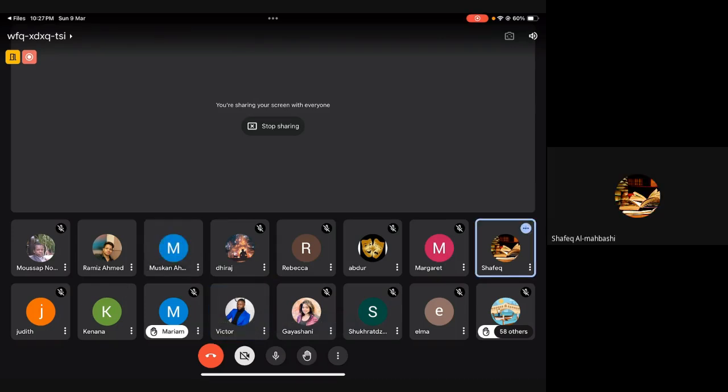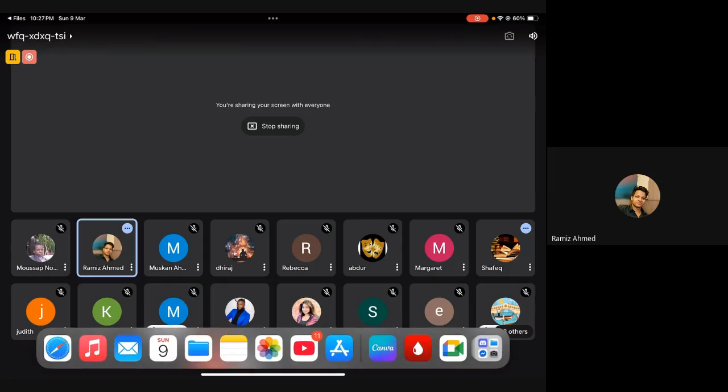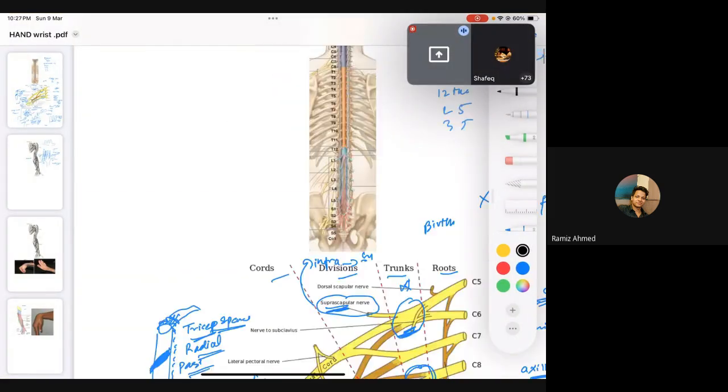What's the function of interosseous muscles? Why do we call them interosseous muscles? Between the bones. Perfect. And what's the function? Abduction and adduction, right? Perfect. Okay, what's the function of lumbricals, by the way?